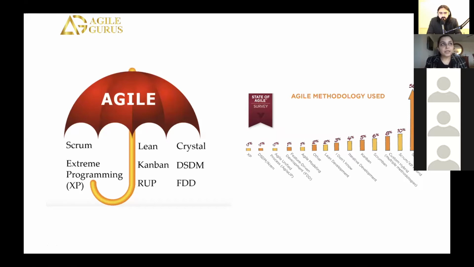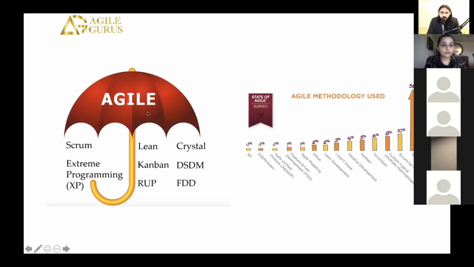A lot of people use the words Scrum and Agile interchangeably. They're not the same thing. Scrum is a methodology within the Agile framework. All of these items which you see on the left of the screen fall under the umbrella of Agile. So it's important for everybody to know that you cannot use these words interchangeably.